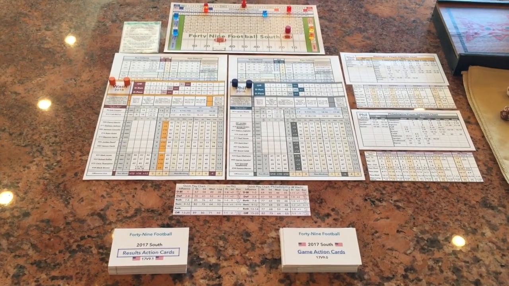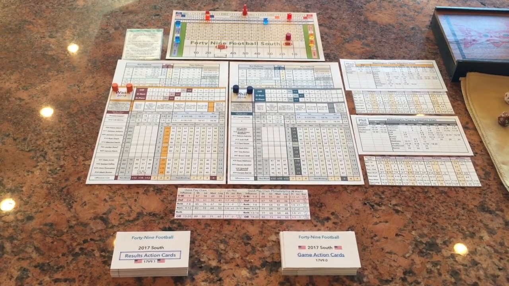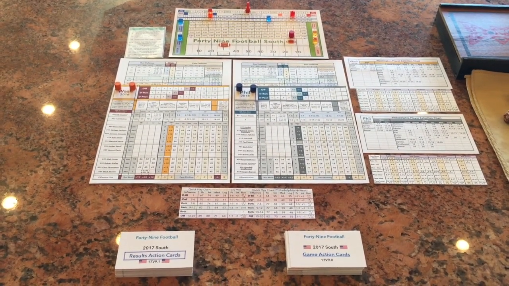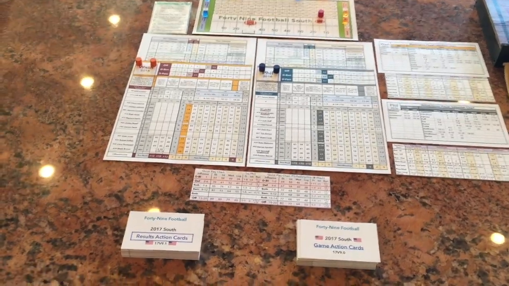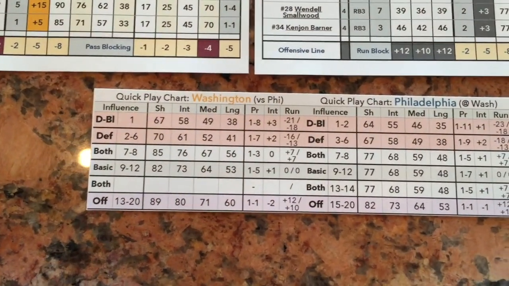There's two parts to resolving a pass play. The first is to determine if the pass is completed, and then if it is, for how many yards it goes for. Let's look at the quick play rules first. And they all start with this chart here, which you make up prior to a game.